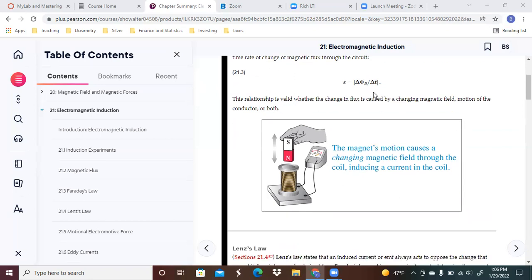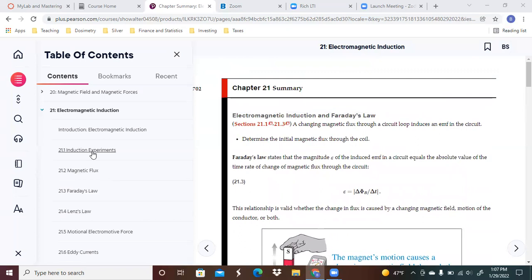The relationship is valid whether the change in flux is caused by a changing magnetic field, motion of the conductor, or both. Basically, it doesn't matter if you're strengthening the field or if you're taking the conductor and moving it through the field. It's the fact that the magnetic flux is changing for whatever reason. And it could be both at the same time, but whatever that change happens to be is what's going to produce this EMF. So let's take a look here.